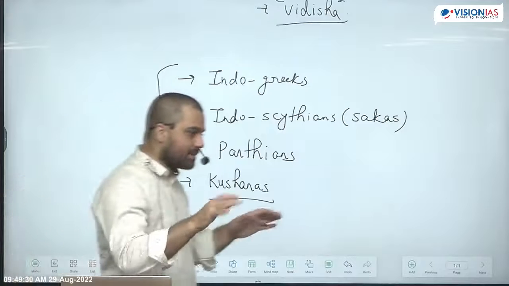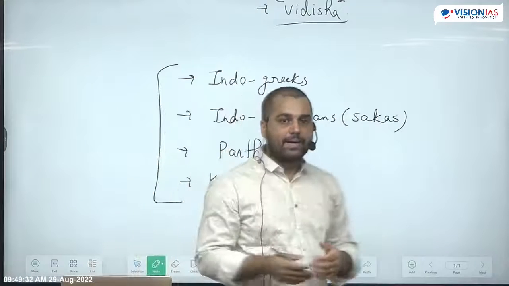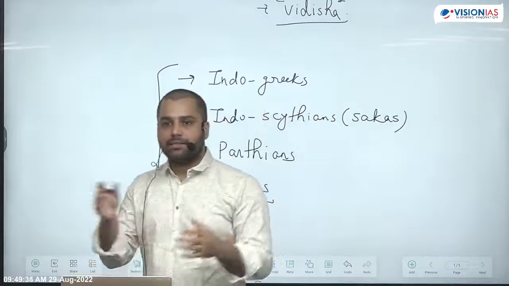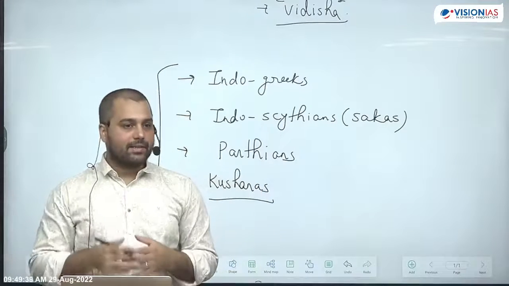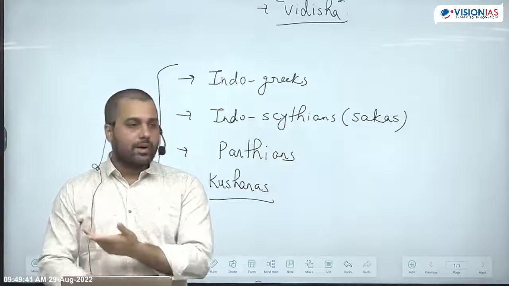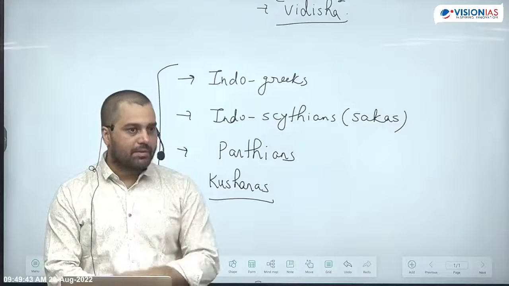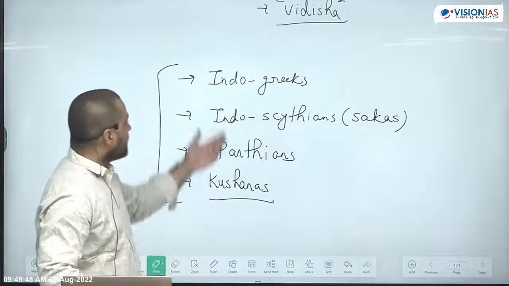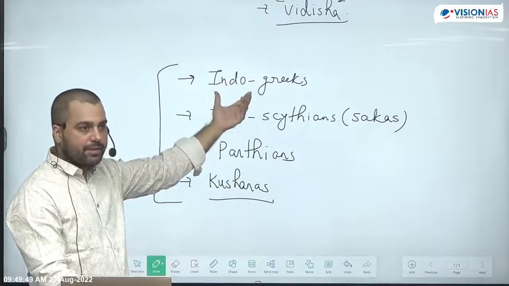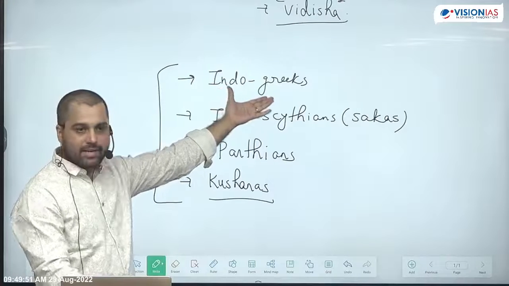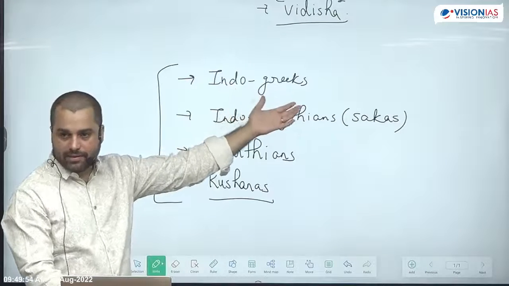Greeks had settled themselves in the region of Bactria. Later they shifted their kingdom to Gandhar region, and from Gandhar region they started attacking towards the northern part. Especially Magad was a very important empire. So Indo-Greek rulers, these are the first set of invasion. It started around 2nd century BC and continued for the next 100 years.